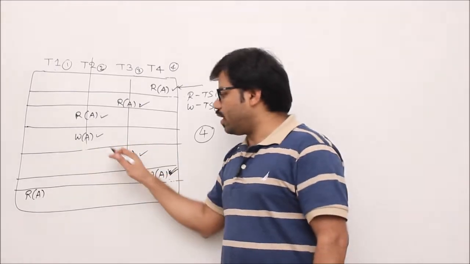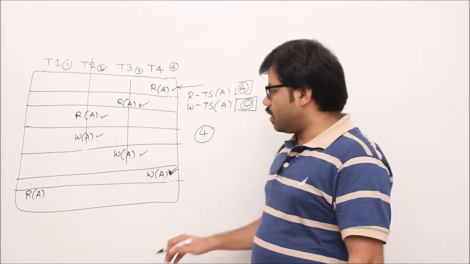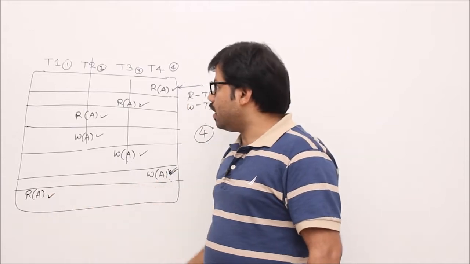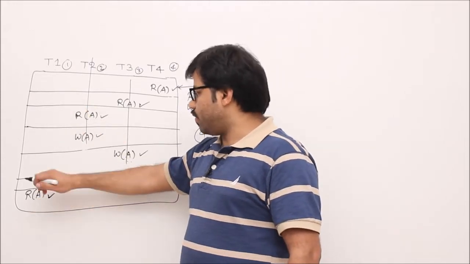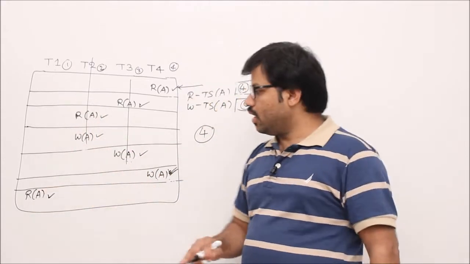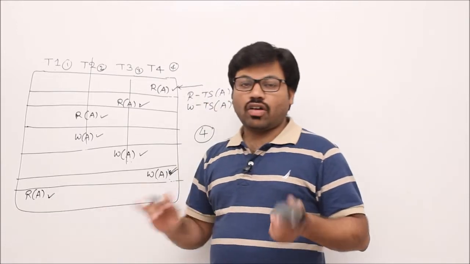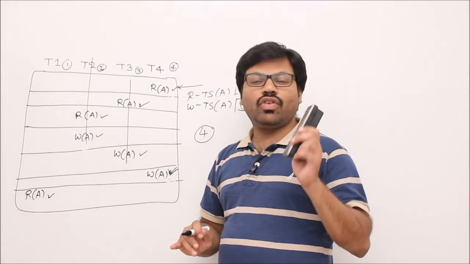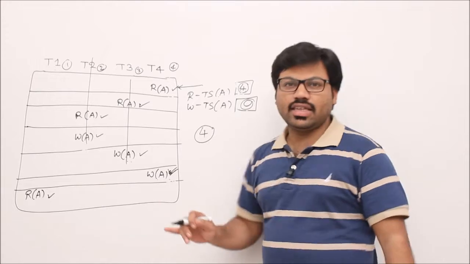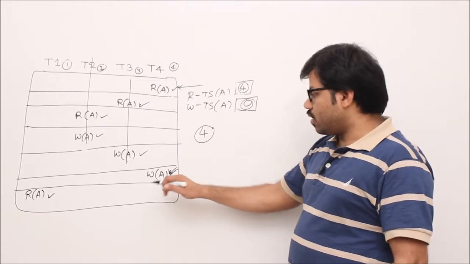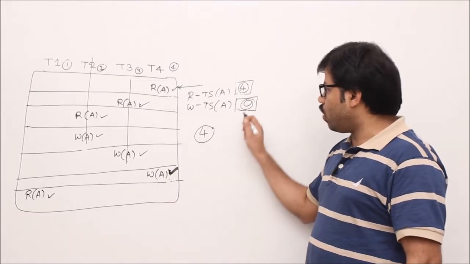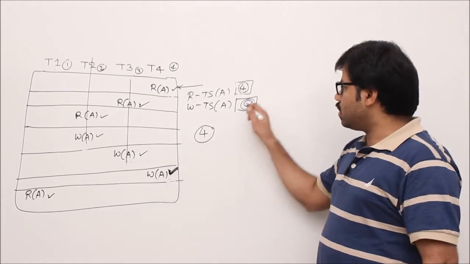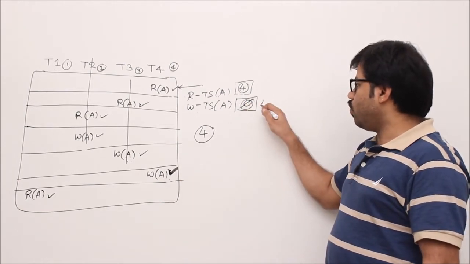So far T2 and T3 got cancelled. Now we'll see read of A. If you see this read of A, what is the timestamp of this T1? 1, correct? Whenever we do a read, the conflicting operation is write, that's why we go for writers. So far, who is the youngest writer? And one more thing, since this was successful, we have to update here, correct? So this timestamp of A is now 4.